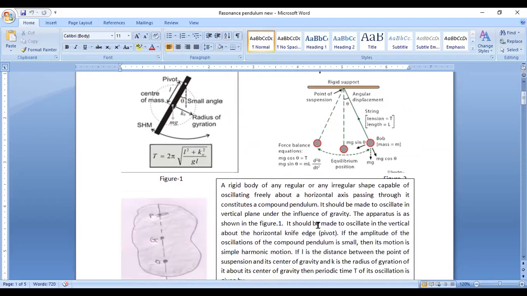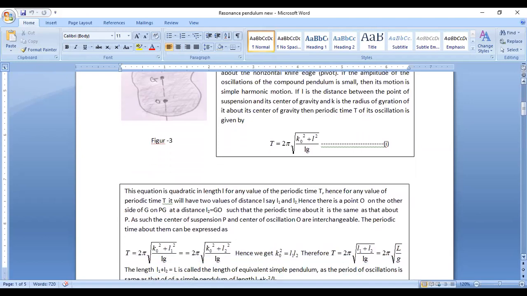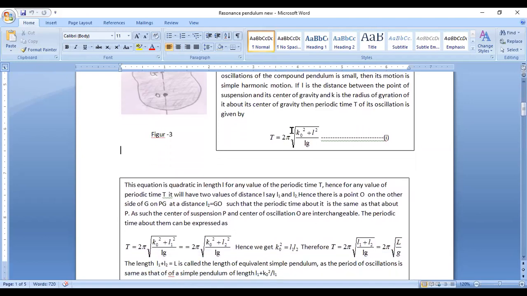So the length from G to P is L1 and the length from G to O is L2. In both cases the periodic time is the same. So I can write this formula, T equal to 2 pi, this is the periodic time of a compound pendulum. For L1 you write L1, and for L2 you write L2. Both the periodic times are the same. If you compare both expressions, because the periodic time is the same, you get K0 square equal to L1 L2. That K0 is the radius of gyration of the pendulum about its center of mass.